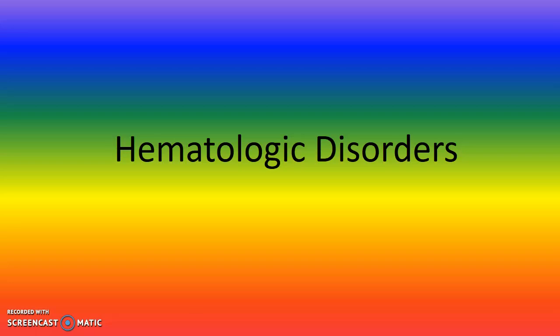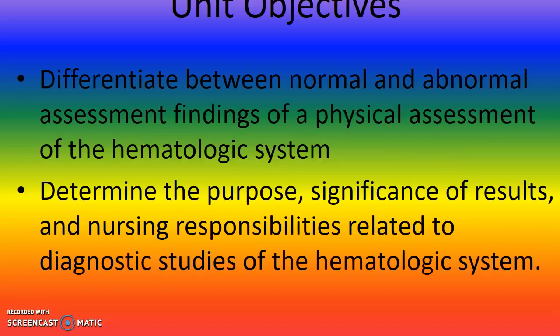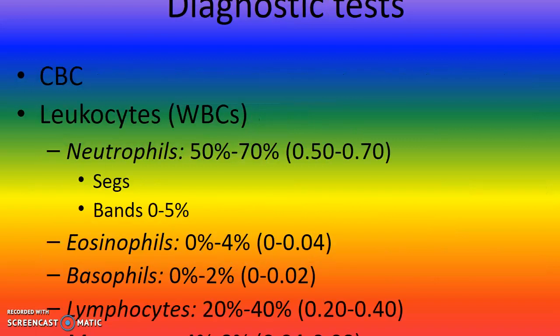Okay, so today we're going to be talking about some hematologic disorders. The one thing we're going to look at is normal and abnormal assessment findings. We're going to be looking at those diagnostic results and diagnostic studies. So the first thing we want to look at is our red blood cell count.